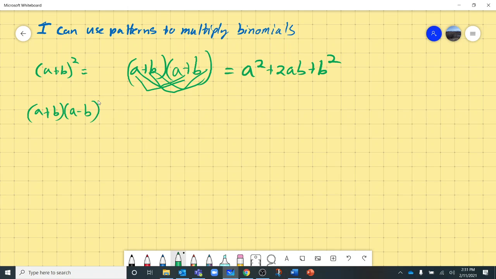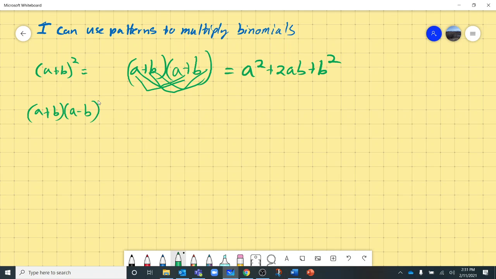So whatever your first number is, that's squared. Then 2 times a times b, so a times b times 2. And then your second number is squared. And that is if you have a plus b squared. Okay, so two numbers, a binomial squared.